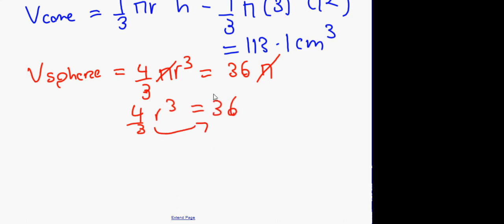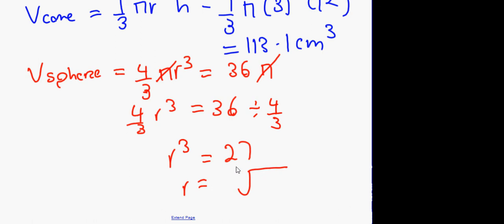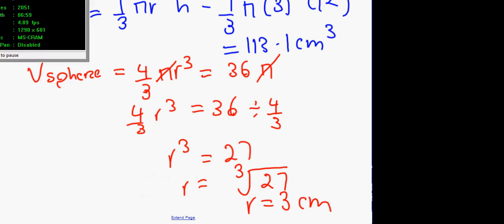Multiply it by 3. Actually, wait, there's an easier way of doing this. See the way it's multiplied by 4/3 on the left? That means it's going to be divide by 4/3 on the right. So what's 36 divided by 4/3? 27. Now, this thing here, the 3, how do we get rid of that? It means what number multiplied by itself 3 times gives you 27. We now know r is equal to 3 centimeters. Yes, Brian. Okay.